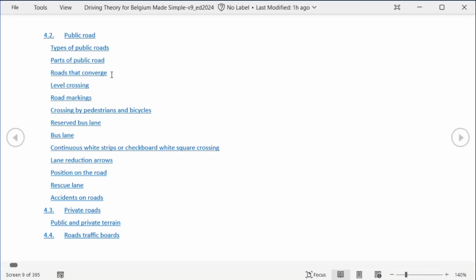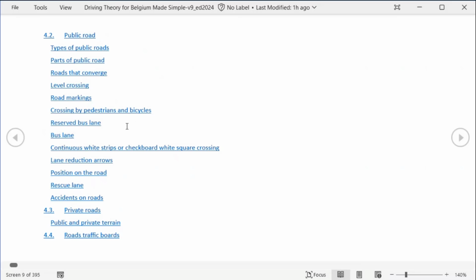So then we will talk about roads that converge. We will talk about level crossing, again very important. This is the place where the trains cross the roads. Then there are road markings. We will talk about crossing by pedestrians and bicycles.